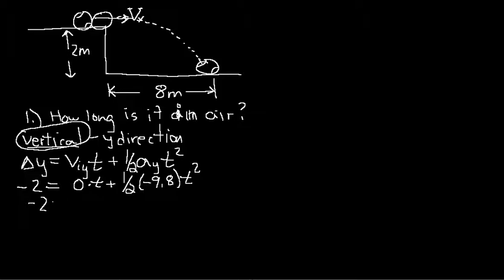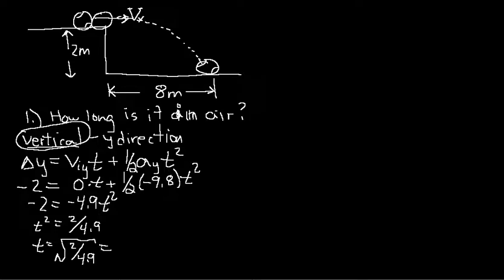This will set up to -2. Half of negative 9.8 is negative 4.9 and then t squared. So t squared is going to be 2 divided by 4.9, and then t is going to be the square root of that, 2 over 4.9, which is going to be equal to, I calculated 0.64 seconds.